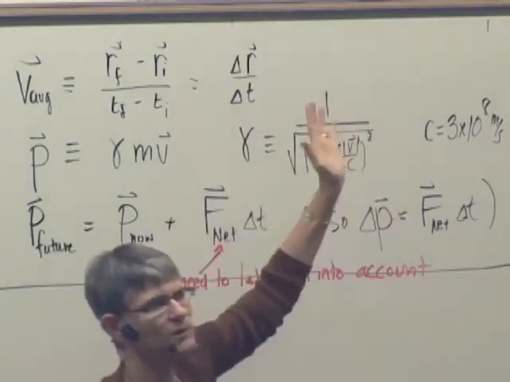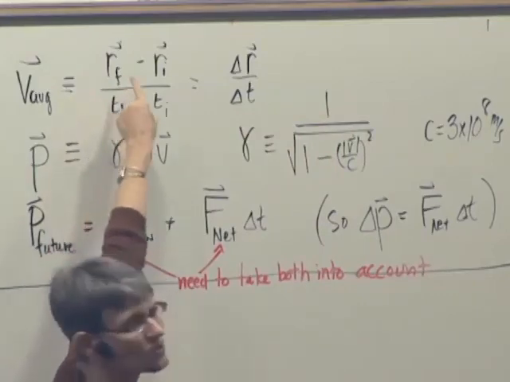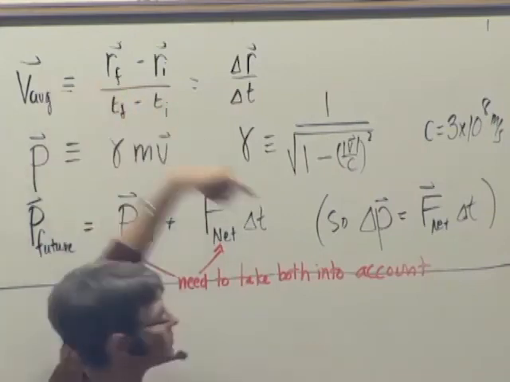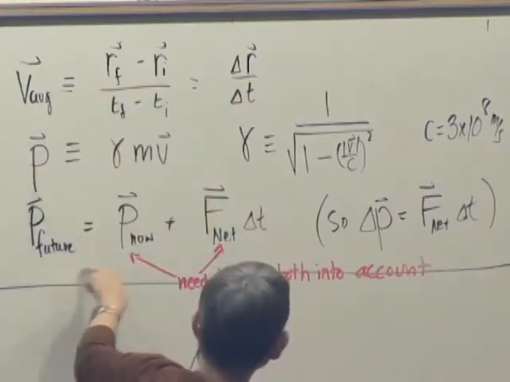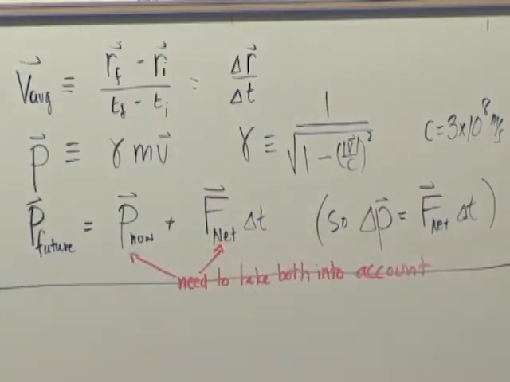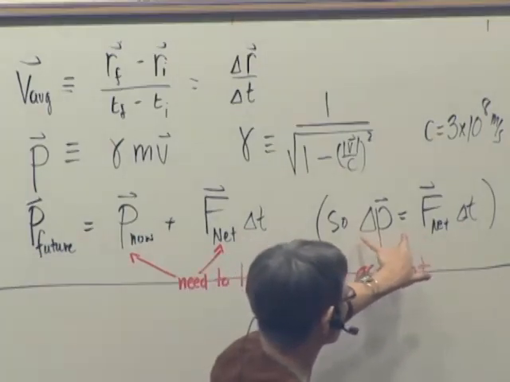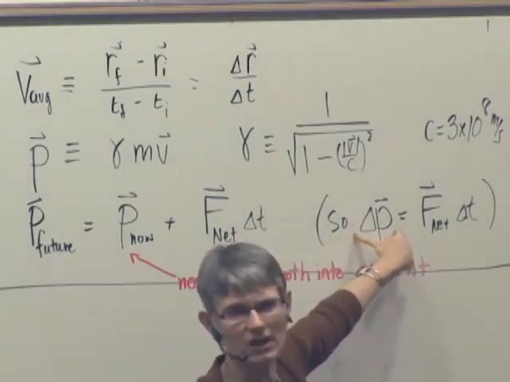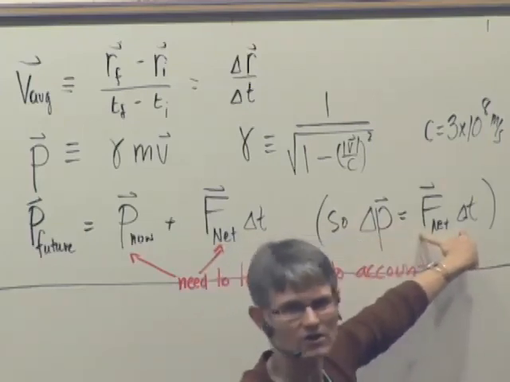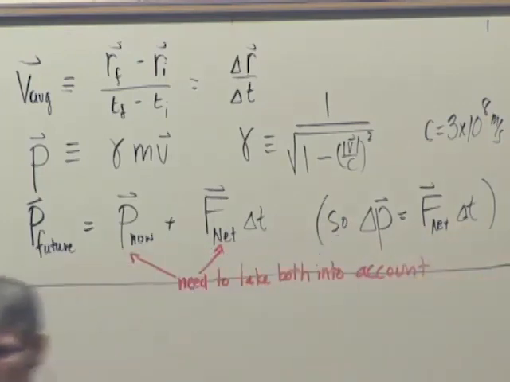All of these equations can be rewritten in various ways. This, of course, can be rewritten in the position update form, where we get r final is r initial plus v average delta t. This can be rewritten, delta p is F net delta t. Different ways of writing them are useful in different situations. So this one reminds us that the direction of the change of momentum in some time interval has to be the same as the direction of the net force applied to it. So all the different ways of writing equations are important.